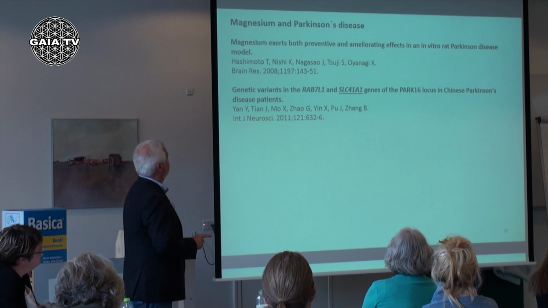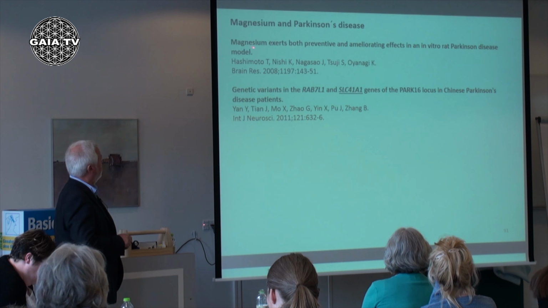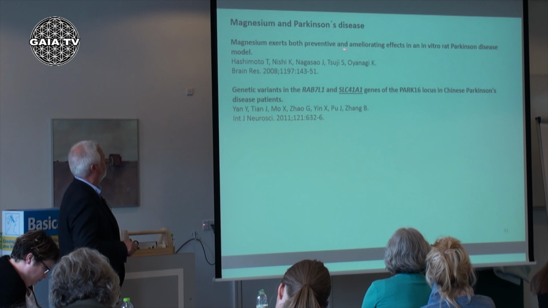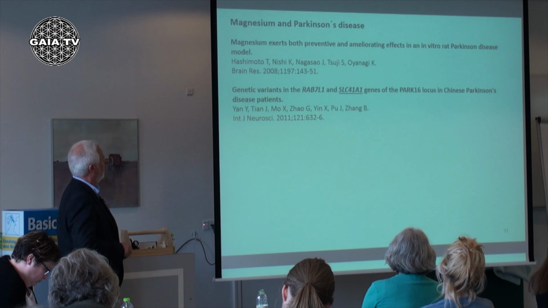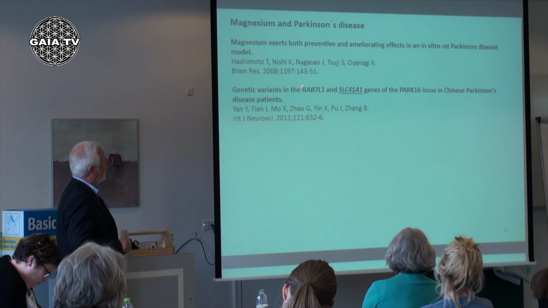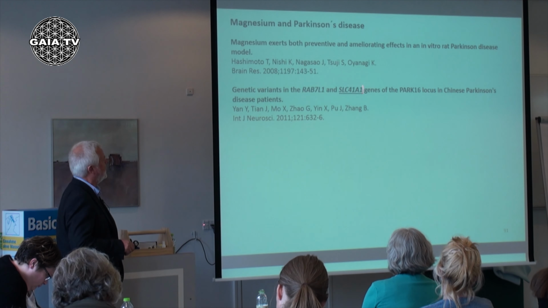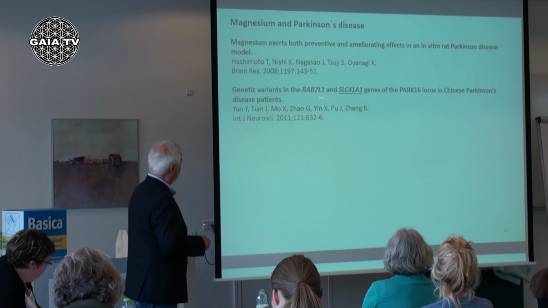There are also connections of magnesium with Parkinson's disease. Magnesium exerts preventive and positive effects in models, and it is now known that Parkinson's disease is genetically linked to this gene, the SLC41A1. It has been shown that this gene is changed in a certain percentage of these Parkinson's patients.